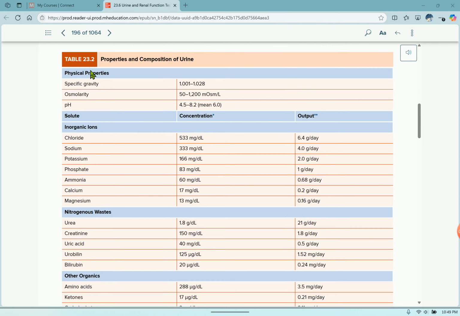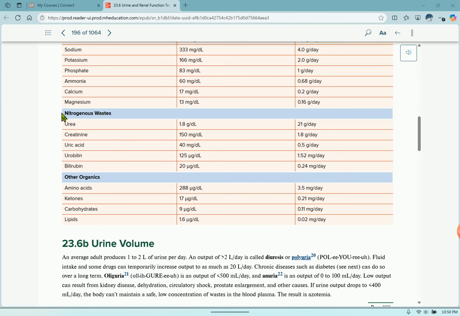All right, here's a bunch of other properties that you can find in urine. So your physical properties, inorganic, such as chlorine, sodium, potassium, phosphates, ammonia, calcium, magnesium. Your nitrogenous wastes: urea, creatinine, uric acid, urobilinogen, bilirubin, and other organics, so amino acids, ketones, carbohydrates, and lipids.